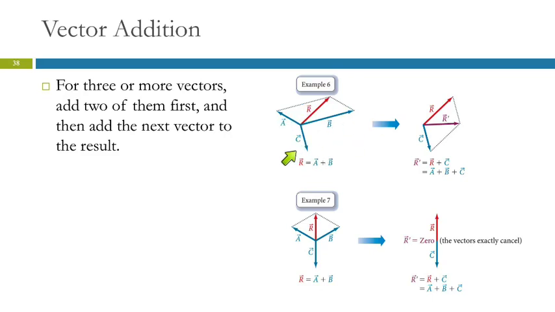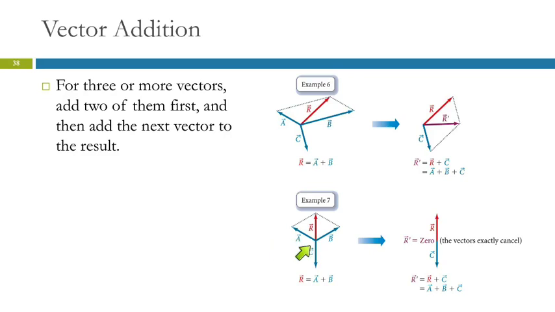Here we have, again, this is happening in 2 dimensions, but we're adding 3 vectors, A, B, and C. So we can add A to B, completing the parallelogram, and draw the diagonal, and that's the sum of A and B. Then we're going to add it to C, again by making the parallelogram, and the diagonal is the sum.